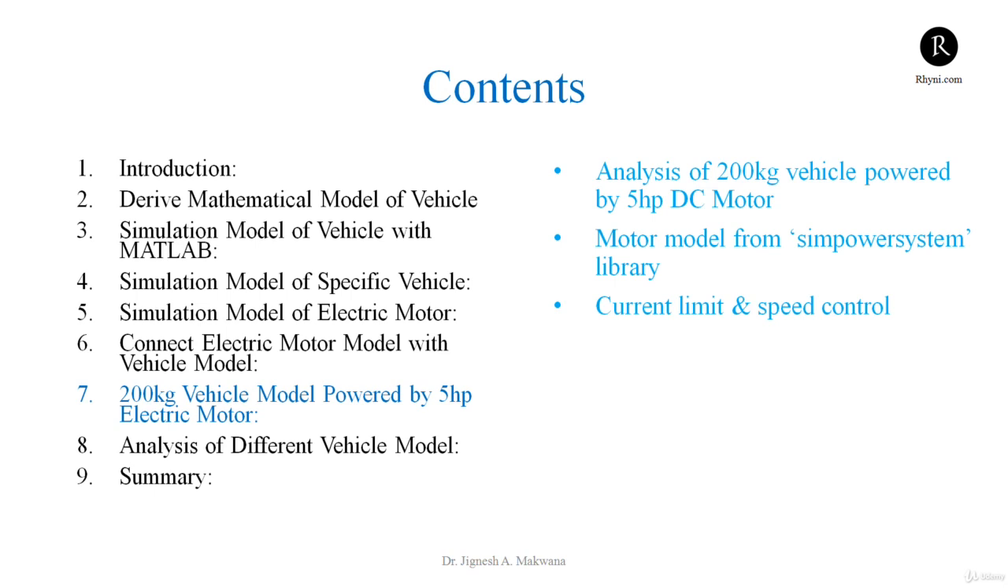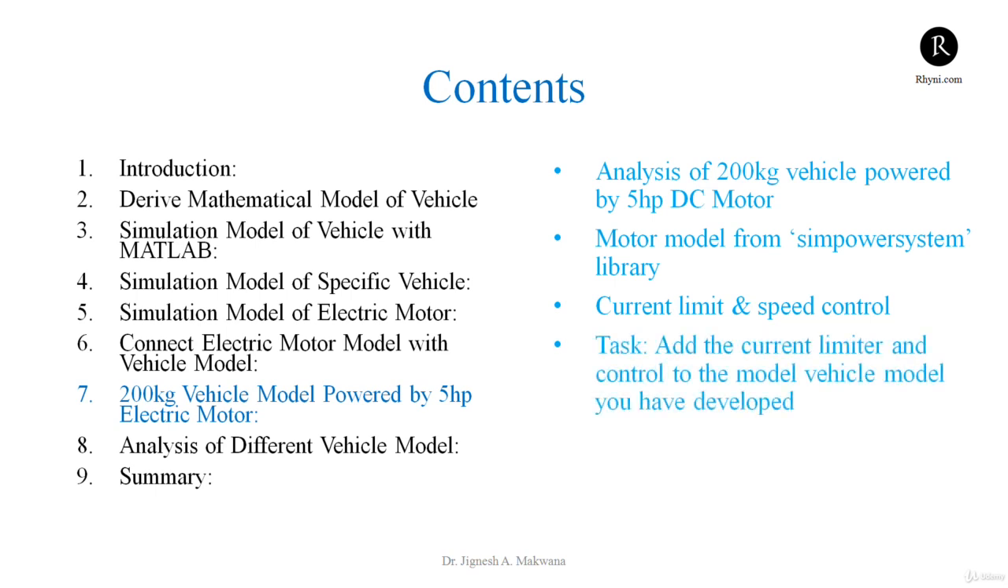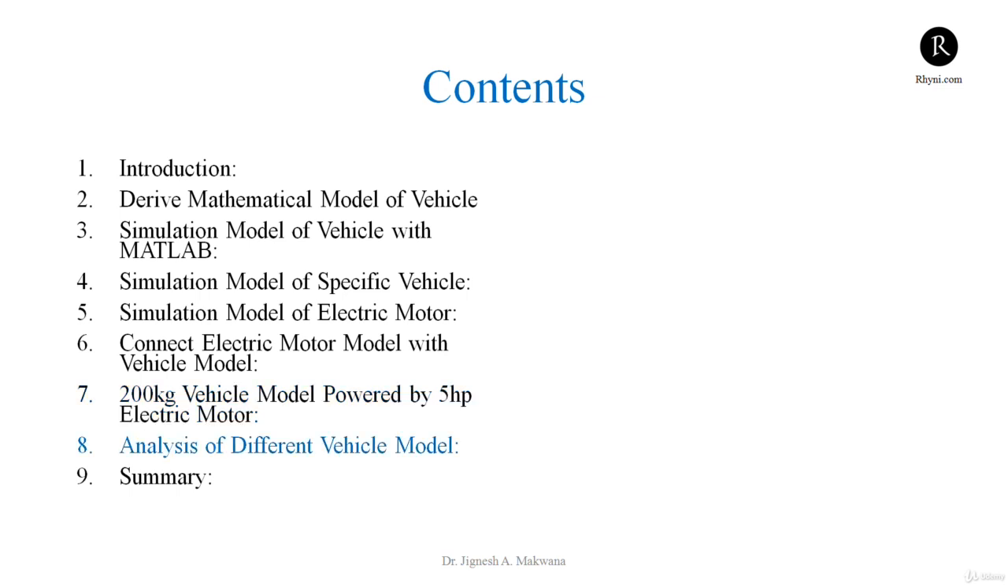Then we will see the current limit and speed control requirement of the DC motor. And now your homework: you will add the current limiter and control to the model of the vehicle that you developed previously. So this way slowly we are getting close to the final vehicle model.